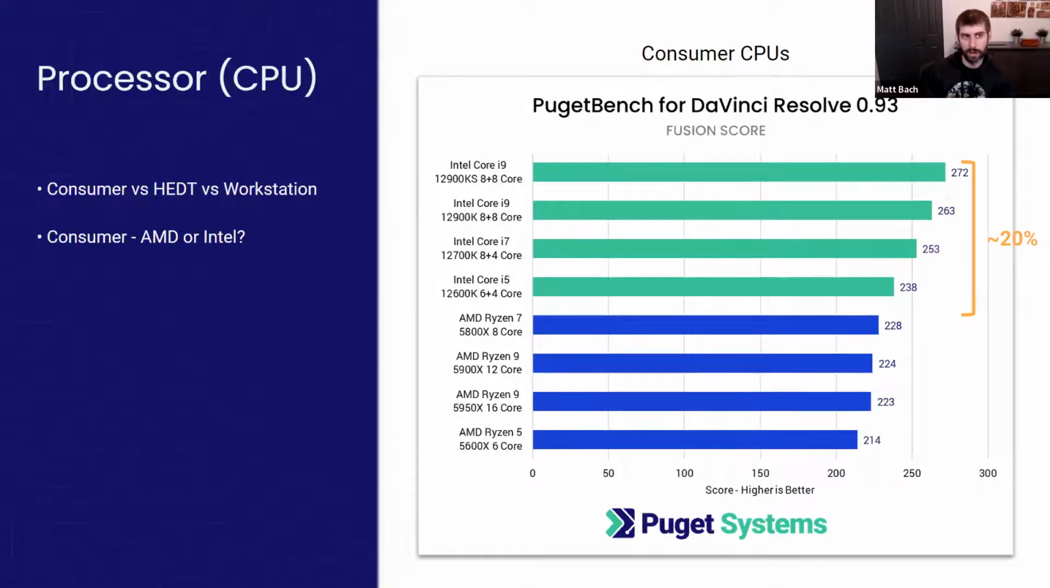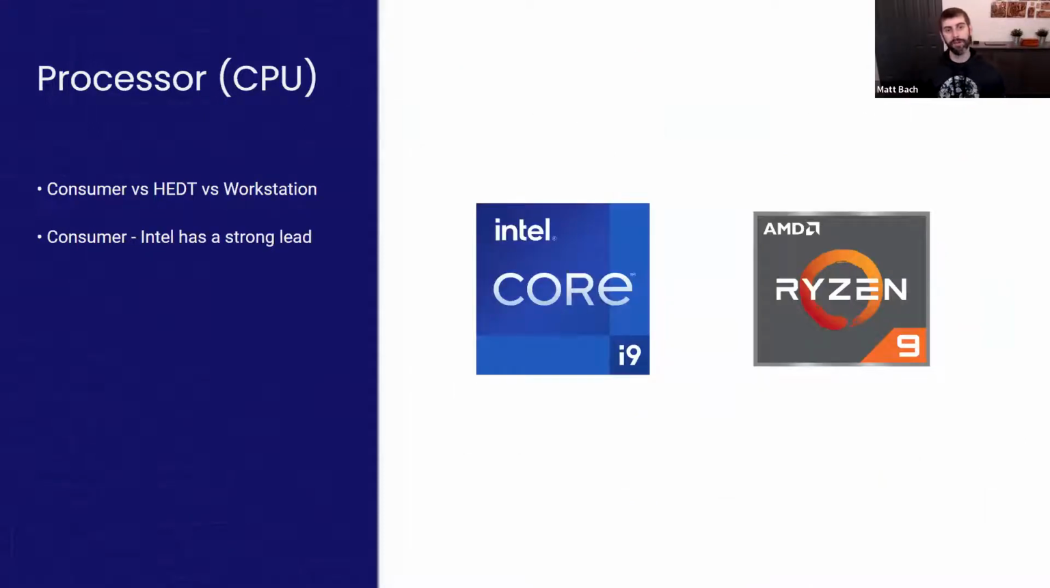A few things to note with this. This is on Windows 11. We're using DDR5 memory with the 12th gen, so that gives it a little bit of a boost. It does raise the price a little bit. I mostly just wanted to note the DDR5 thing. Okay, so what that really means is that for the consumer grade CPUs right now, Intel just has a very, very strong lead. You can absolutely use Ryzen.